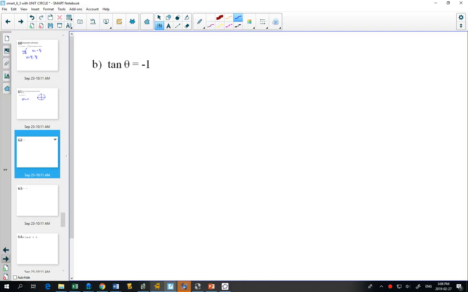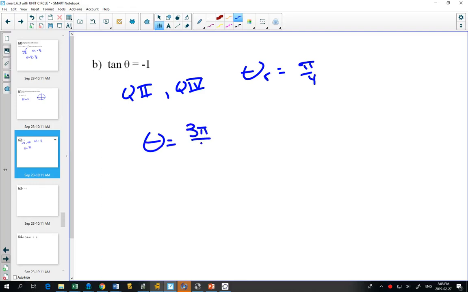Tan of theta equal to negative 1. What family, it's negative from my CAST rule, I know it's going to be quadrant 2 and quadrant 4. What family do we have tan equal 1? Pi over 4. And so the answer is going to be theta will equal, in quadrant 2 you have 3 pi over 4, in quadrant 4 you have 7 pi over 4.